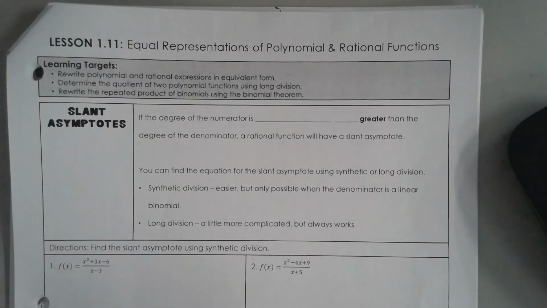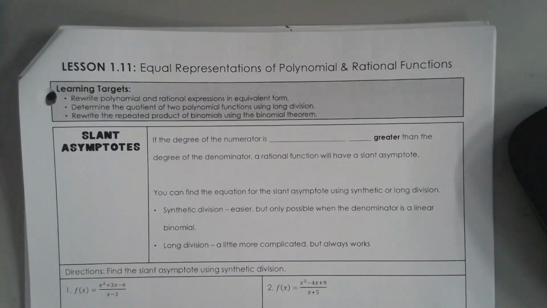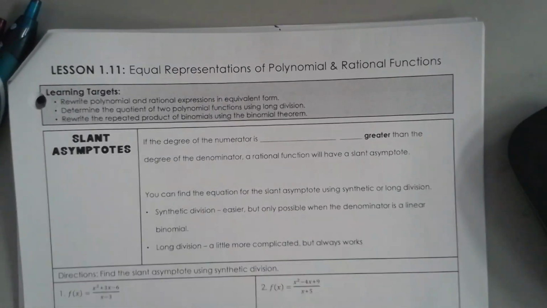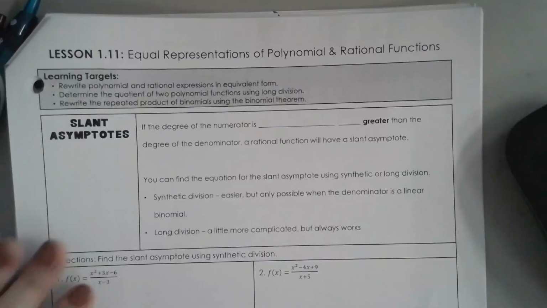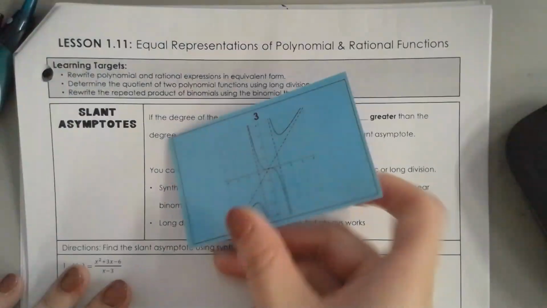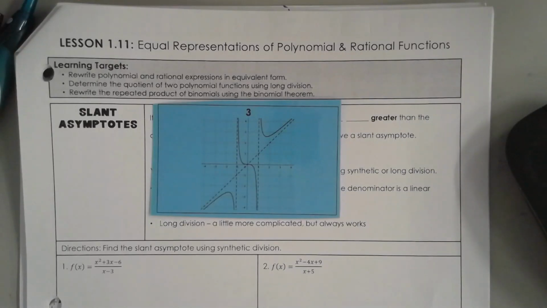So we started with that long division problem, and the process of doing that when we have rational functions is because it gives us a slant asymptote. This graph right here has a slant asymptote. You see the slanted dotted line?